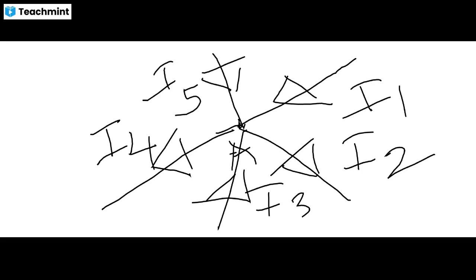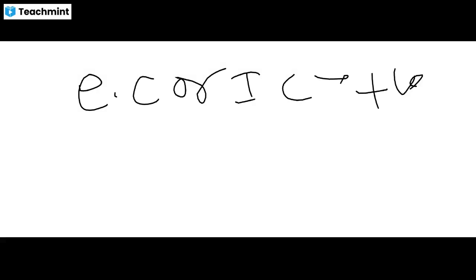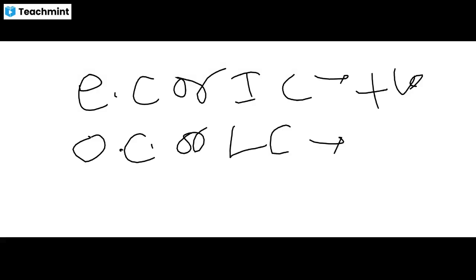Before applying Kirchhoff's current law to the node A, we have to write the notation. What is the notation we have taken? Entering or incoming current is taken as positive, and outgoing or leaving current is taken as negative.